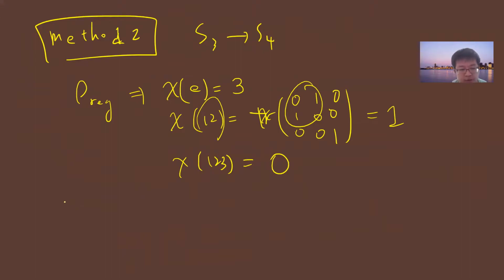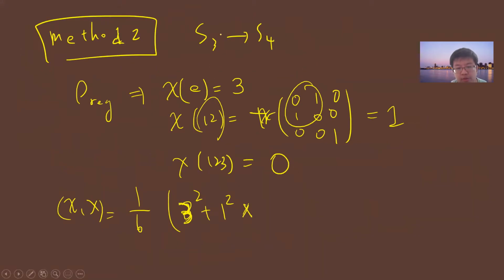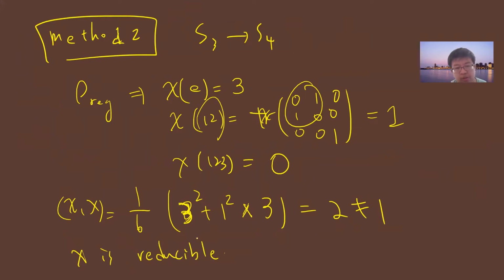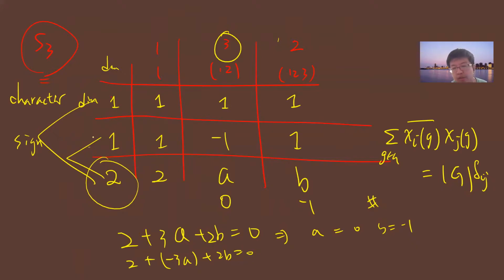So you get 3, 1, 0. And if you take the inner product, you get 1/6 times (3 squared plus 3 times 1 squared), because remember there are 3 of them. Which is 2, right? So it's not the same as 1. That means chi is reducible. So chi is a sum of these, but chi is 3-dimensional. So the only possibility is that chi is the sum of these, or the sum of these.